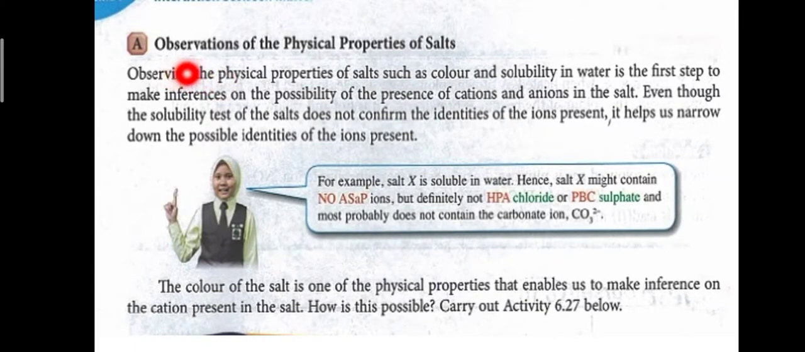The first one, observation of the physical properties of salt. This is the first step to make an inference: what is the possible cation and anion in the salt? We need to observe the physical properties such as color and the solubility of the salt in water. This solubility test does not confirm the identities of the ions present, but it helps us to narrow down the possible identities of the ions present.